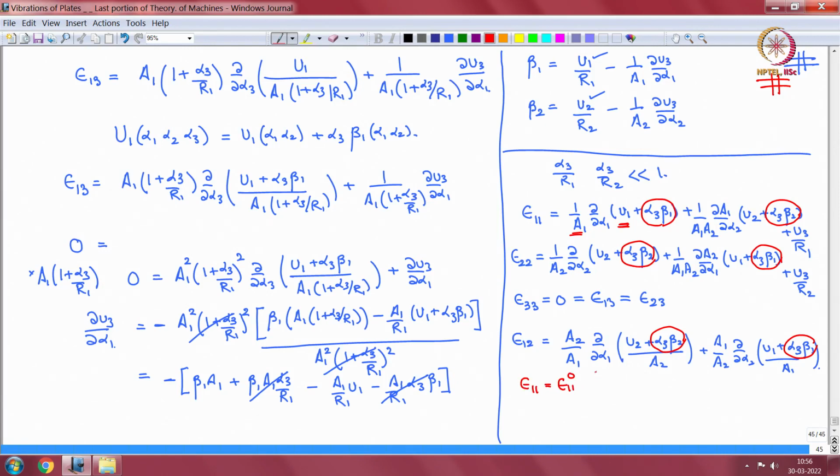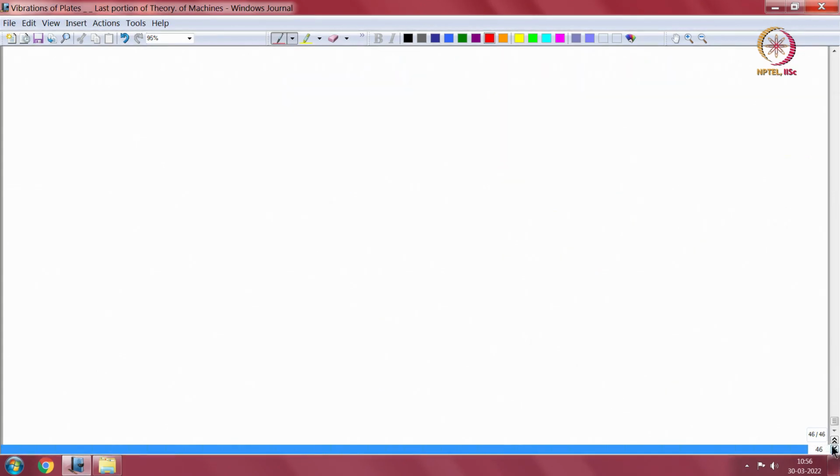of the mid surface plus alpha 3 times the remaining term. Similarly, epsilon 2 2 is equal to epsilon 2 2 0 plus alpha 3 k 2 2, okay, and epsilon 1 2 is epsilon 1 2 0 plus alpha 3 k 1 2, okay. So these are all nice to have in one place.